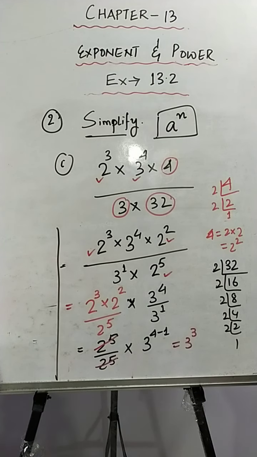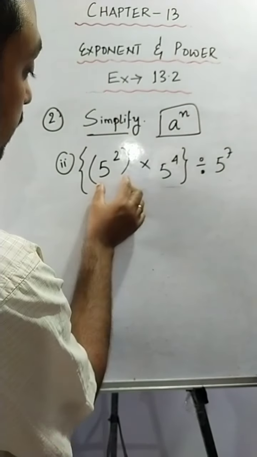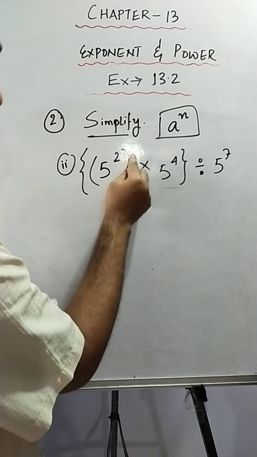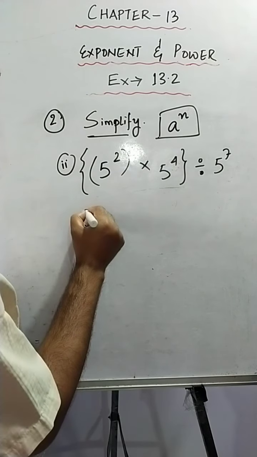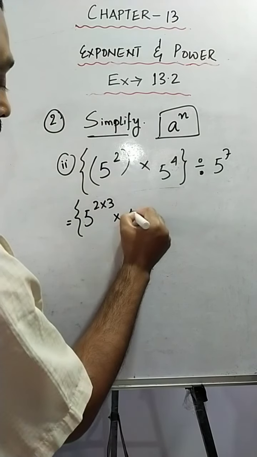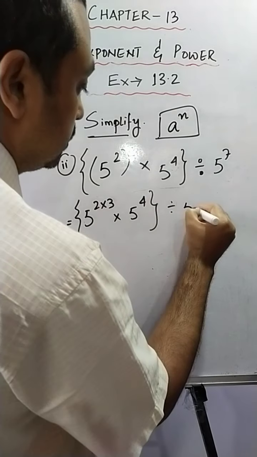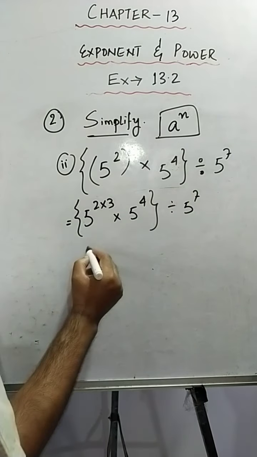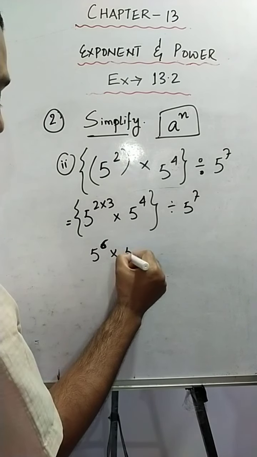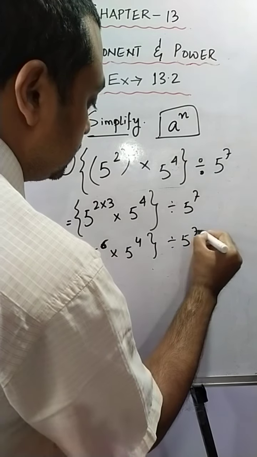Now let's move on to sum number 2. Sum number 2 is also very interesting. We have to solve this by the power law, so we have to multiply the powers as we have learned. So what you have to do? 2 into 3, we'll put it inside the bracket. We'll keep this 5 to the power 4 intact. Now solve this: 5 to the power 6 into 5 to the power 4, we'll keep inside the bracket, divided by 5 to the power 7.